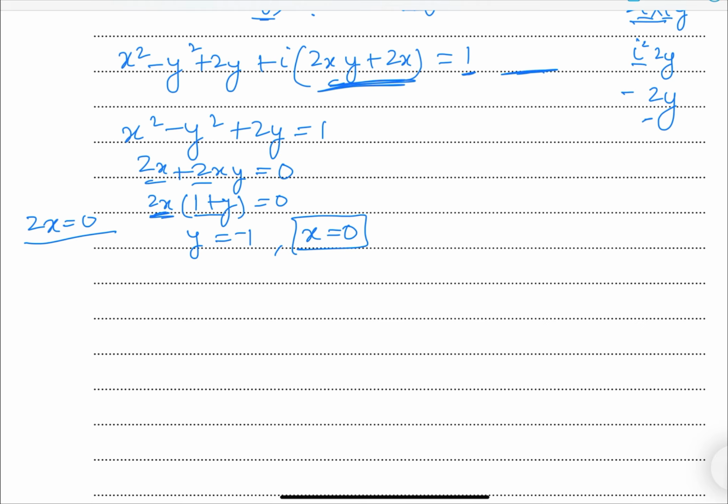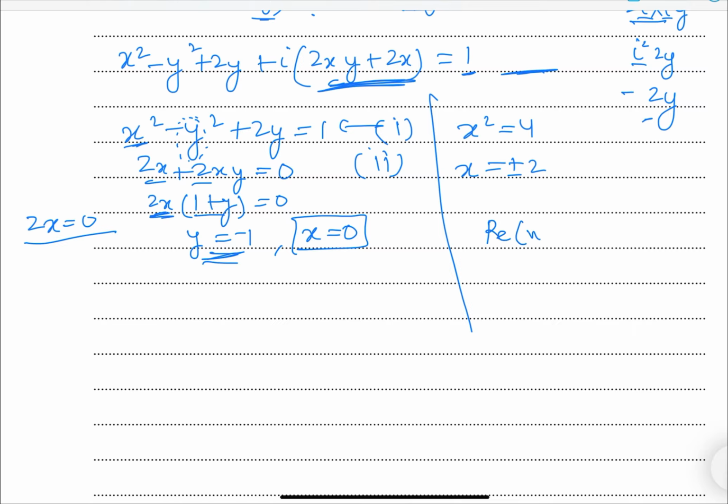Alright, let's substitute the value y equals negative 1 over here instead of y. In the first equation, this was 1, this was 2. So what will we get if we put y equals negative 1 in this first equation? We will get x square equals 4 and x equals plus minus 2. Alright, but think about one thing. They were saying that the real part of w is less than 0.